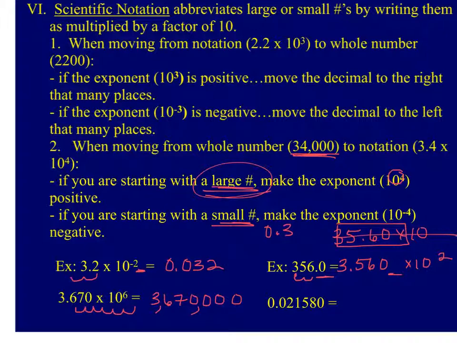In the example down below, let's look at the 0.021580. This time, I need to move my decimal to right here to make a number between 1 and 10, so 2.1580. Going to keep that 0 again since it was significant before. I want to keep it significant after. And I move that decimal 2 places. And since my original number was a decimal number or a small number, my exponent should be negative on that one.